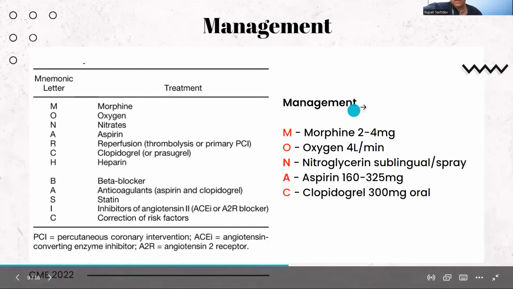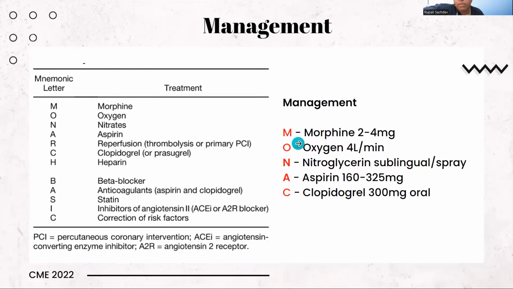Management, very common mnemonic we use: MONA C. Morphine, oxygen, nitroglycerin, aspirin, clopidogrel. At your level, if you can remember MONA C, that is good enough. Morphine usually we don't give in India. It is not usually given. We generally give nitroglycerin, sorbitrate, sublingual. And oxygen, if the saturation is dropping, or in general, if you feel the patient has a need, if they're agitated, if they're anxious, you can put them on oxygen.